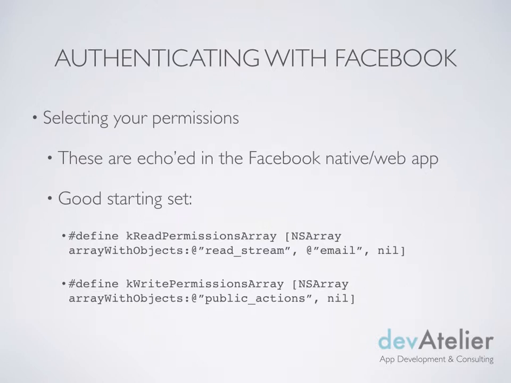You actually have to set two permissions arrays: one for read and one for write. For write, most of the time when I'm doing an app, the use cases are to post something to the person's wall, be able to, quote unquote, read the stream, like get access to old irrelevant data, and then get access to their user information. So getting back to that, on the write permissions array, I'm just going to request public actions. And on the read, I'll get the stream and the email.